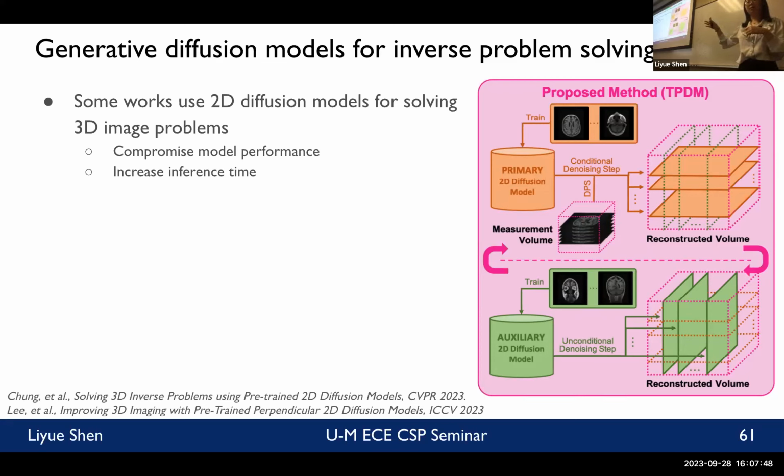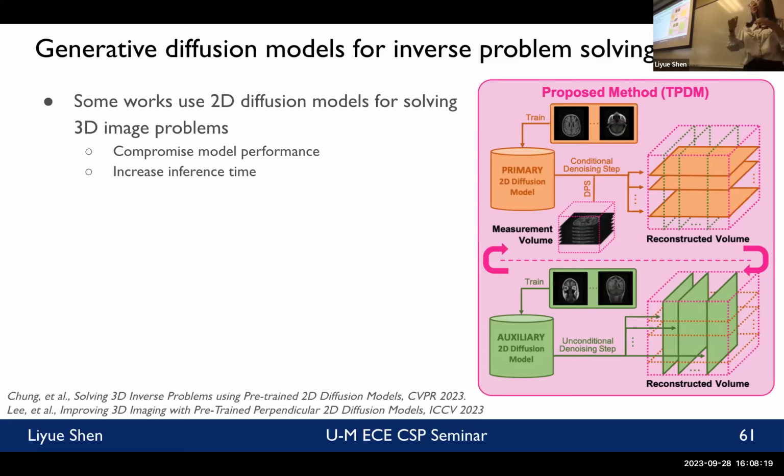And in this paper, which was just published in ICCV 2023, they're trying to do this kind of reconstruction through an alternating way, which means that they have the slices in different orientations. It may work, but they also have some constraints. For example, they always include a regularization to constrain the smoothness across the different slices. And you also have a compromise of the model performance since you are doing the reconstruction slice by slice.